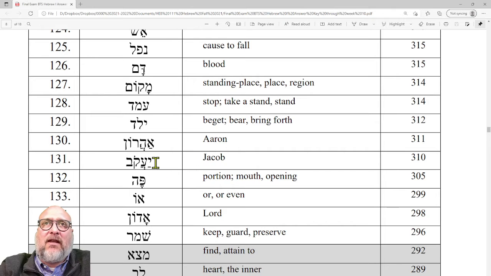Yaakov, Jacob. And the weird thing about this word is part of it looks like the word heal. And part of it looks like the word deceive, or at least it's similar to those. And so if you can remember those two connections, it may help you remember this word. Peh is mouth. Lifnei, before me. I don't know, that probably isn't an actual connection, but that's my mnemonic device. Peh is mouth. O is or. I think I just had to memorize that one.